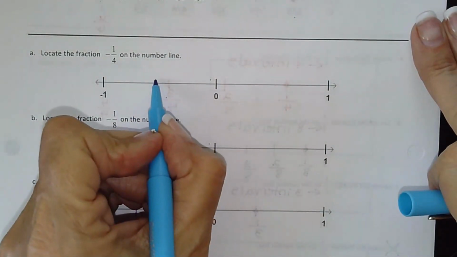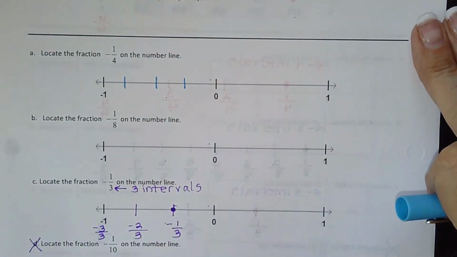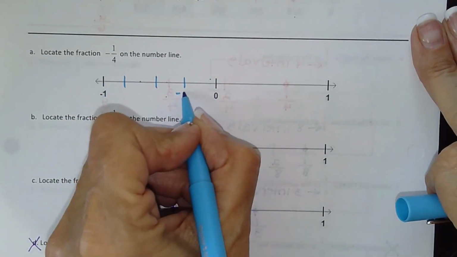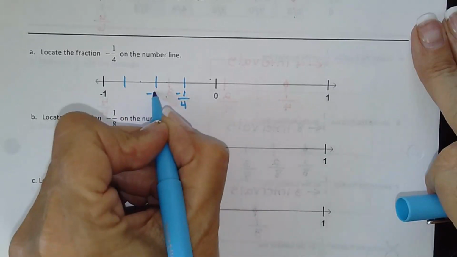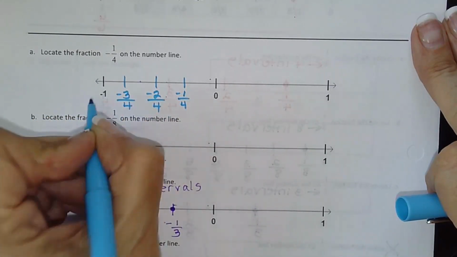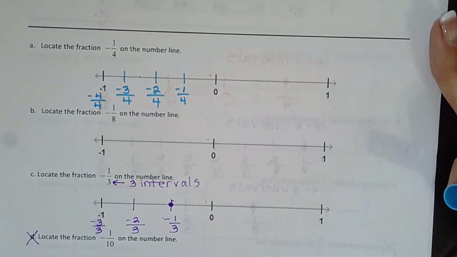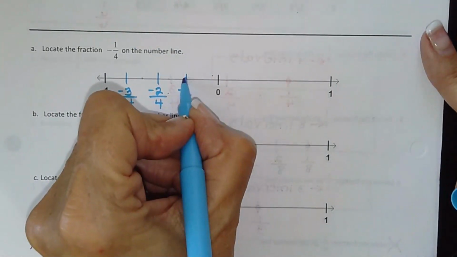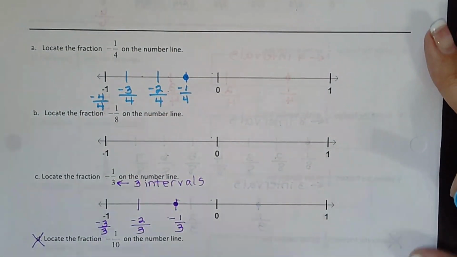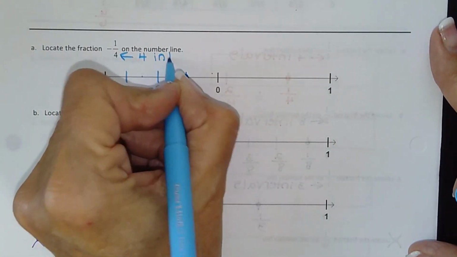So -1/4, cut it in half again. 1, 2, 3, 4 intervals. So -1/4, -2/4, -3/4, and I always know I've done it correctly if -1 is under -1, which it is, and then I place a dot at -1/4. And I forgot to write 4 intervals, just to remind you.